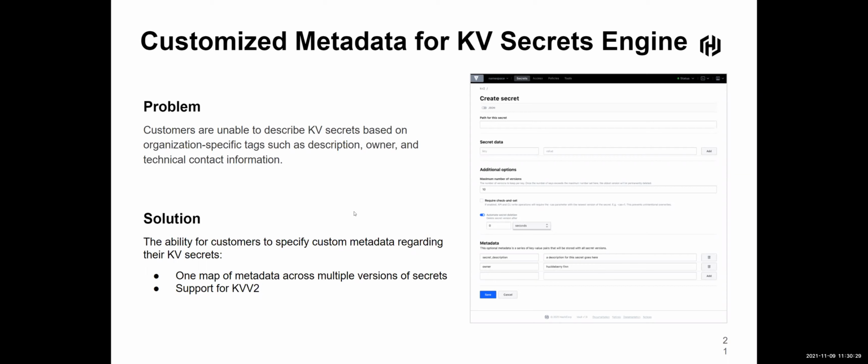its activity. In 1.9, we're delivering the capability to attach custom metadata to KV secrets, one map of metadata across multiple versions of secrets. And we're also providing the ability to return this metadata in the response when you read or get secrets. So you could search these tags in the audit logs, for example. And again, this will serve in the case of compliance. We're excited for you to try this feature and let us know your feedback. Next slide, please.